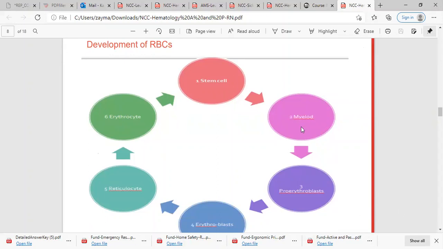So myeloid means it's in the bone marrow. You don't really need to know all of this, just know that they go to the bone marrow, they become these little baby cells, then they turn into erythroblasts before they're finally released into circulation.